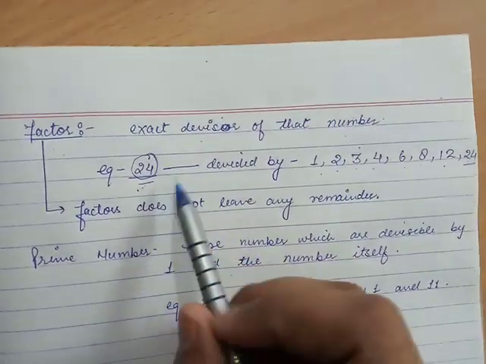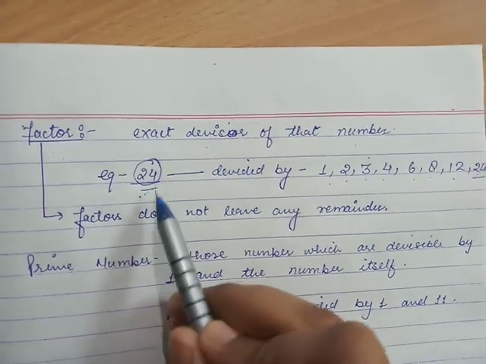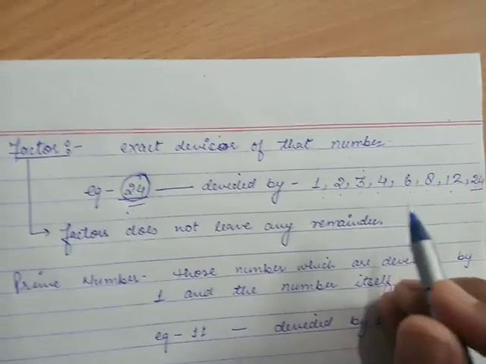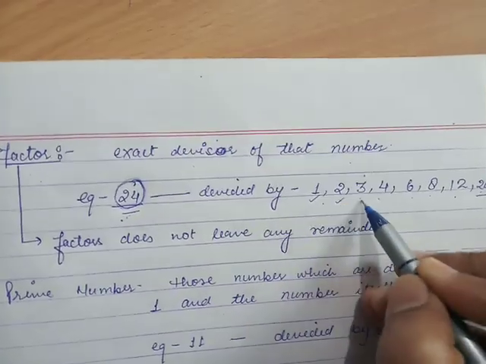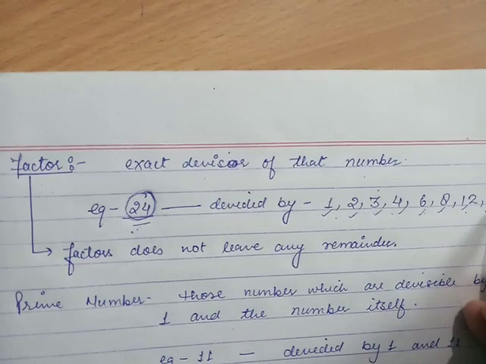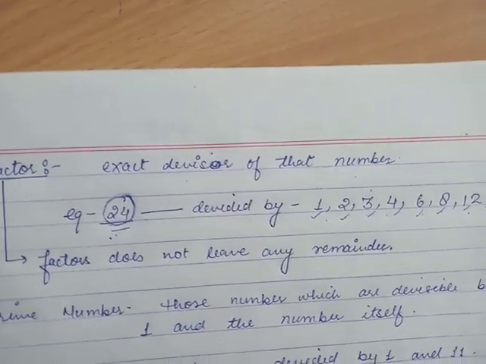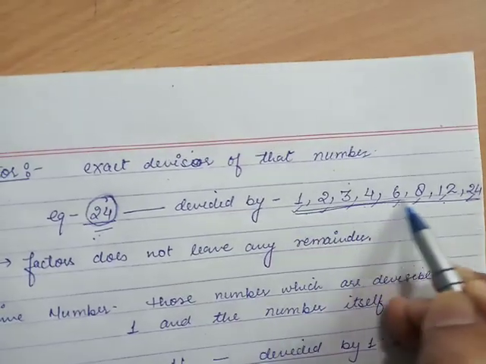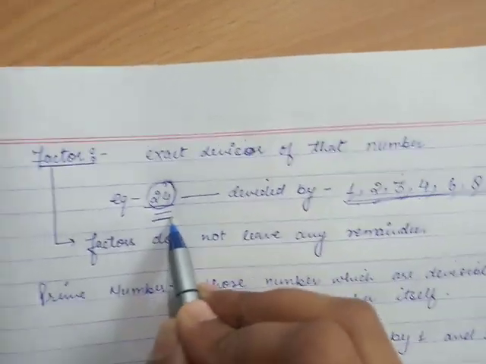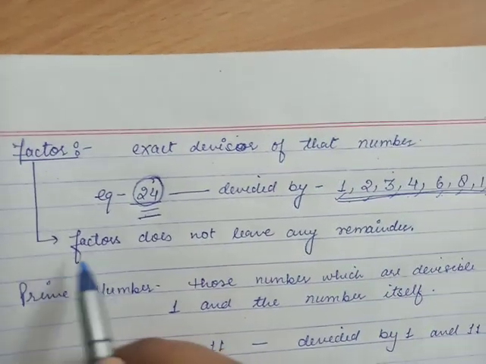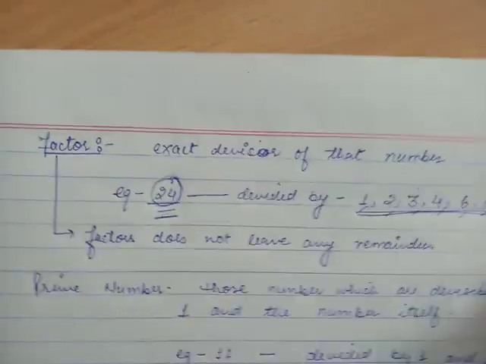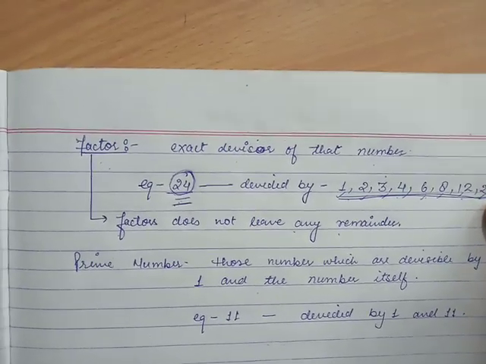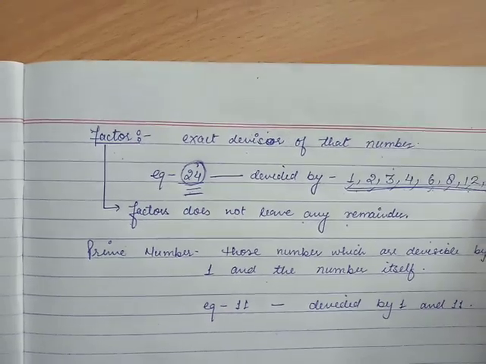So if anyone asks you what the factors of 24 are, you can easily say that 1, 2, 3, 4, 6, 8, 12, 24, all these are the factors of 24. That means by all these numbers 24 can be totally divided. There is an important point: factors do not leave any remainder. The factor of any number divides that number totally, so there will not be any remainder.